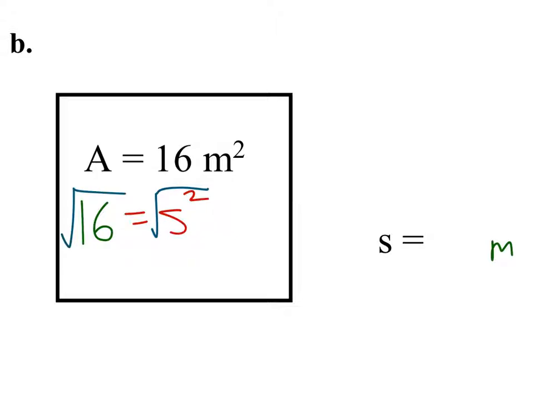The rest of us may need to use radicals on it. So I'm going to square root both of them. So the square root and the square cancel each other out, and I'm left with my side length. Square root of 16, as it turns out, is 4. So the answer would be 4 meters.